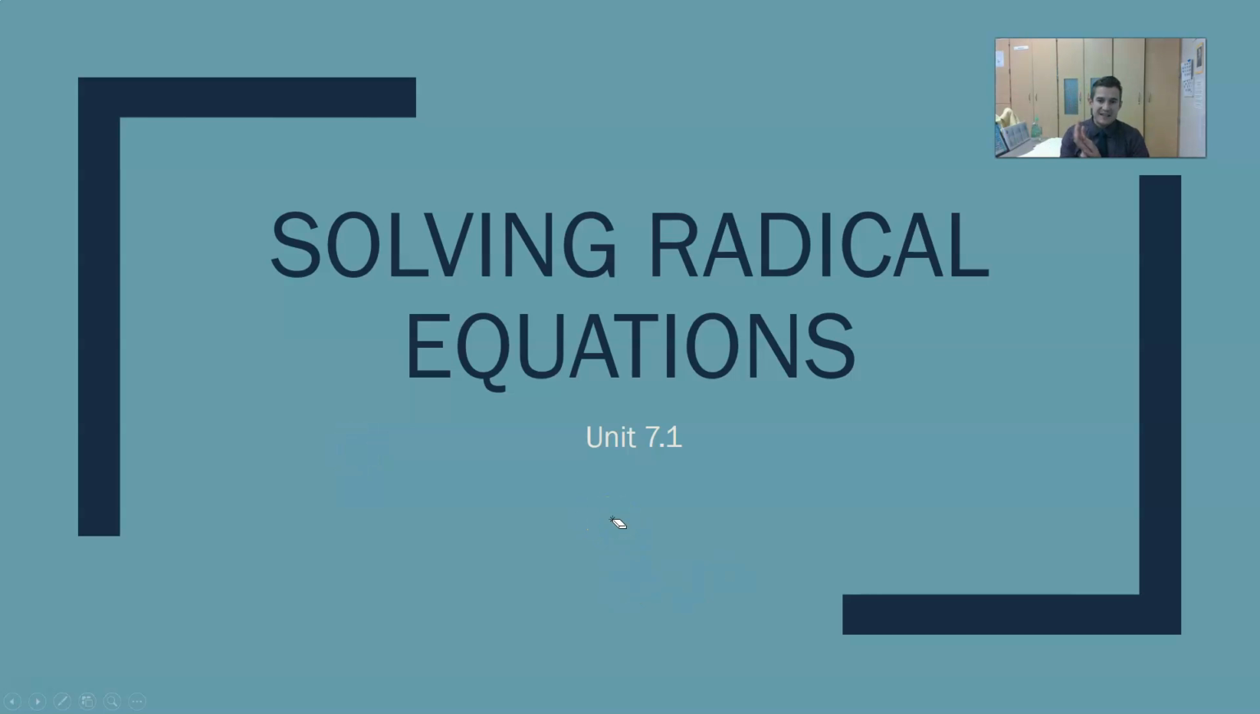We're in our second lesson in Unit 7. Again, this is a really short unit. There's not a lot of lessons in this unit. We just had one where we talked about graphing radical equations, and we talked about what the domain and the range looked like when we were graphing radical equations.